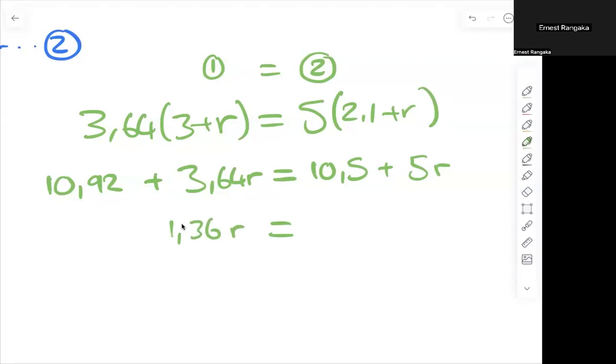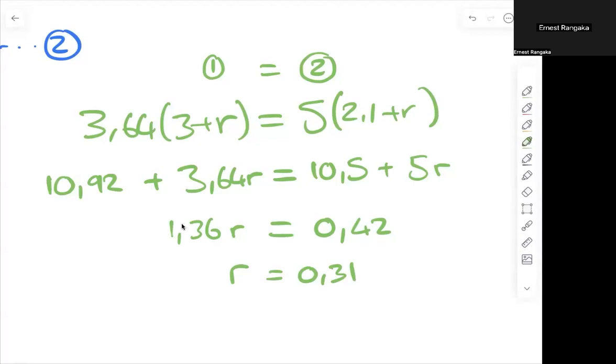And then 10.92 minus 10.5 is going to give me 0.42. And then with r, I'm going to say 0.42 divided by 1.36, right? 0.42 divided by 1.36 is going to give me an r of around 0.3, right? 0.31. That's what I get for my internal resistance. Thank you guys for those who've been putting the answers in there.